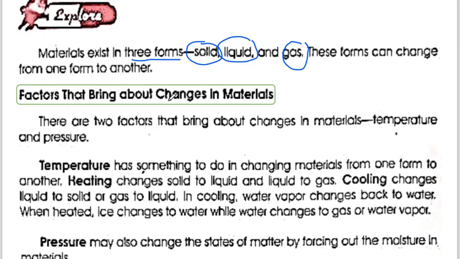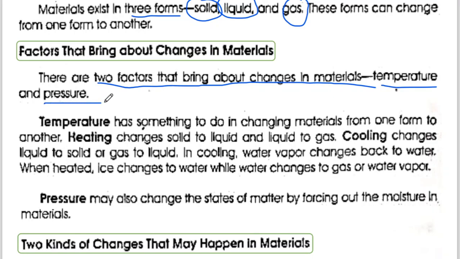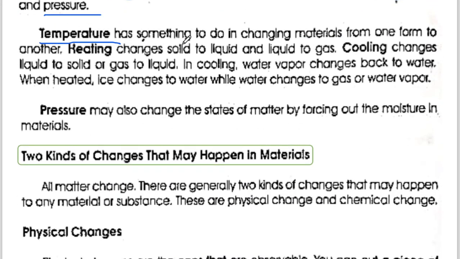Now, there are factors that bring about changes in materials. There are two factors: the temperature and the pressure. First one, temperature. Second, pressure. What is temperature? When we say temperature, it has something to do with changing materials from one form to another. It involves heating, because heating changes solid to liquid and liquid to gas.